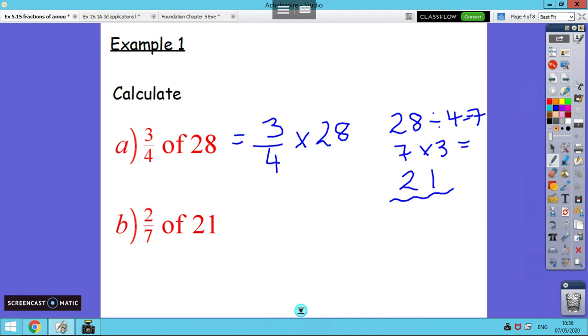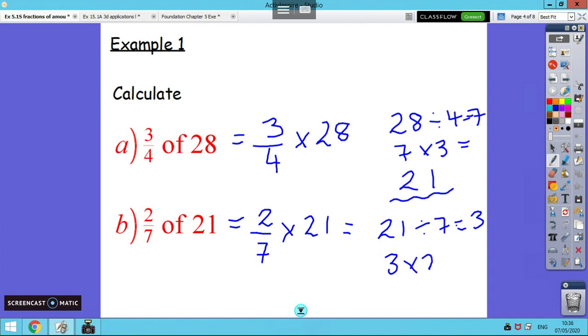Okay, now do the same thing here, 2/7 of 21. That means 2/7 times 21. Now, we can either times by 2 first and then divide by 7, or we can divide by 7 then times by 2. Again, I think here it would be easier to do 21 divided by 7 first, which would give us 3, and then do 3 multiplied by 2, which gives us 6. So our answer there is 6.